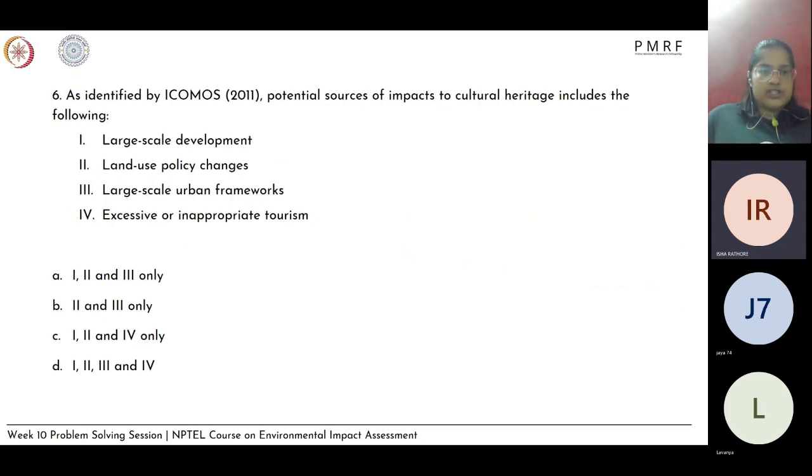So moving on to question 6. As identified by ICOMOS 2011, potential sources of impact to cultural heritage include the following. 1. Large-scale development. 2. Land use policy change. 3. Large-scale urban frameworks. And 4. Excessive or inappropriate tourism. So you need to select all of the options which are correct from A, B, C, D.